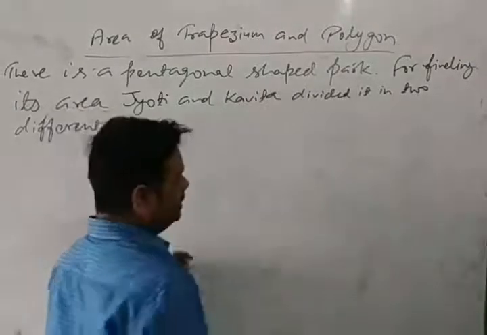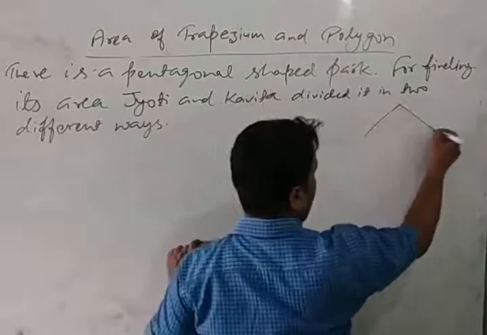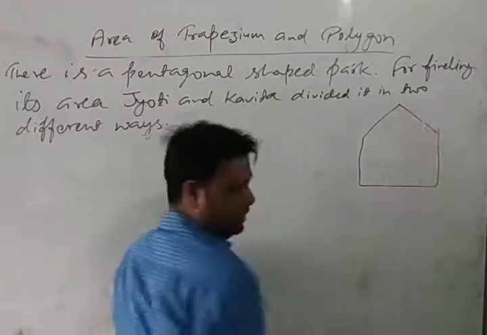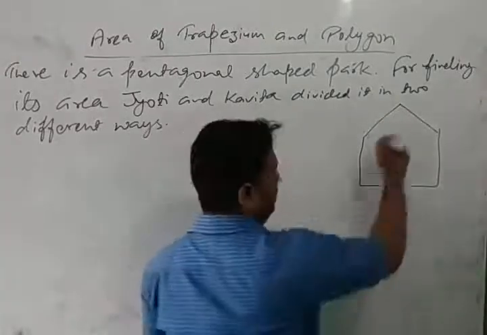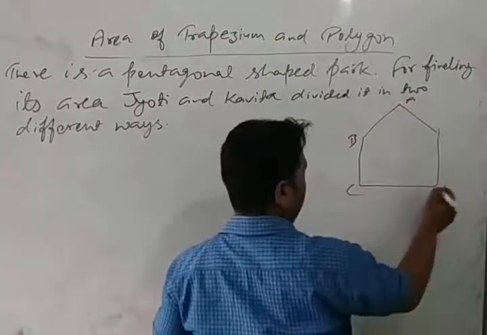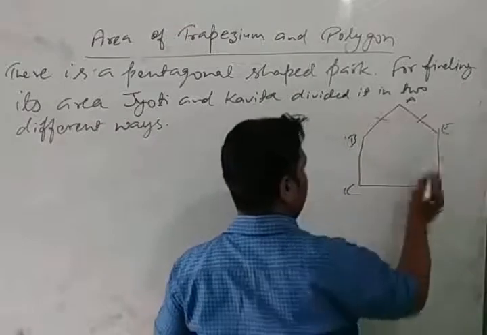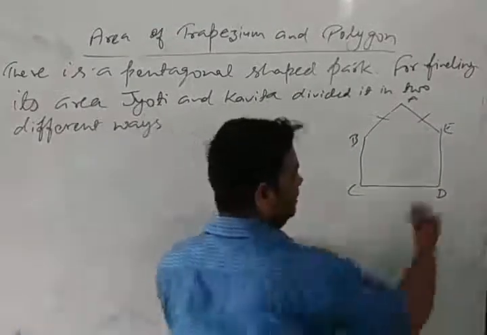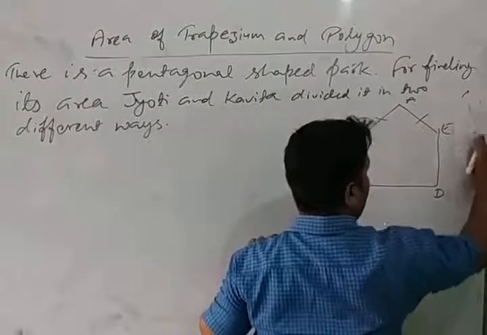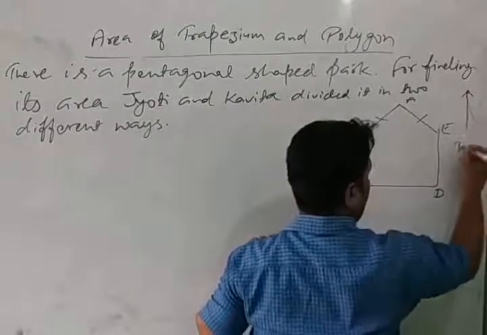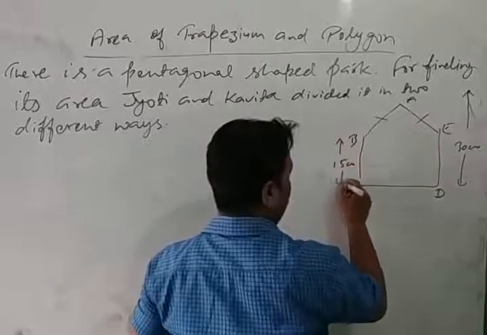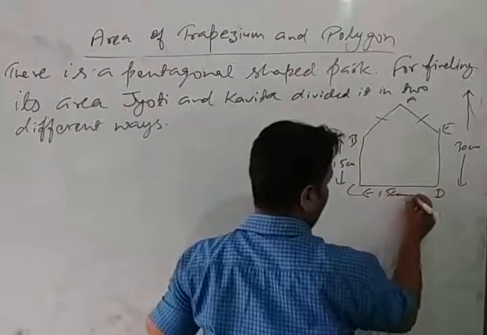Now the figure is this one, looking like a temple figure. The name of the figure is A, B, C, D, and E. And these two sides of the park are same. The value is also given here: 30 centimeter. And this one value is 15 centimeter, and this is also 15 centimeter.